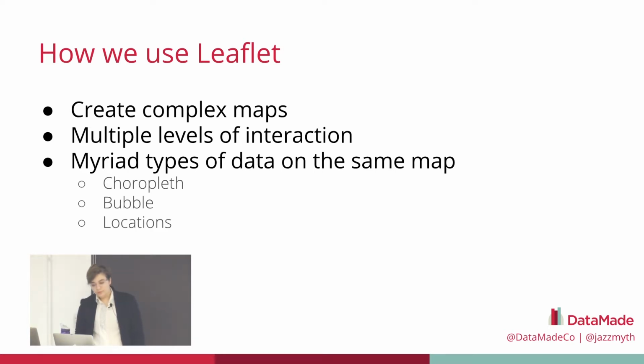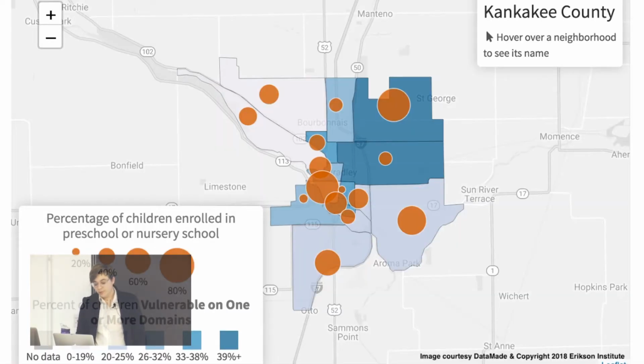Here's an example from a project from the Erickson Institute, where we used bubbles, and then we had an underlying choropleth. So the pattern that I'm going to talk about today, we used to create this map. At the end of the talk, I'll go ahead and pull this up on the screen so we can see how it's interactive.